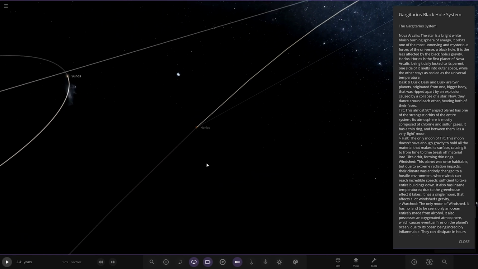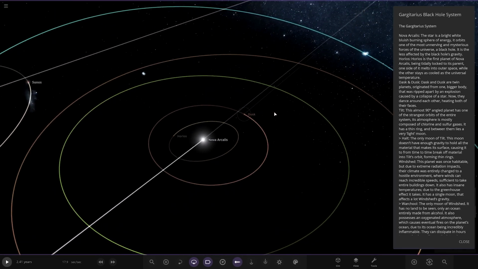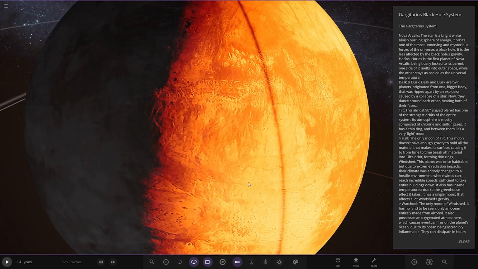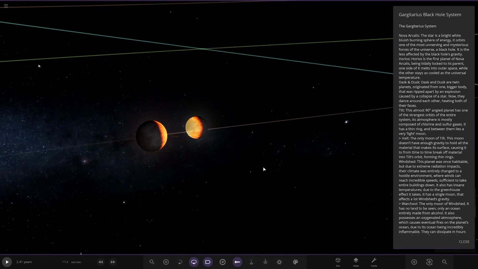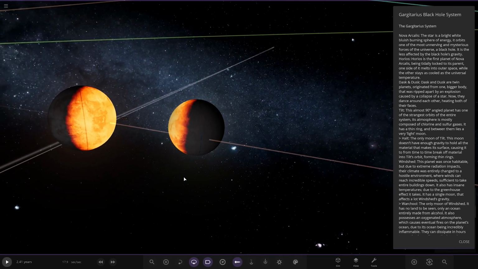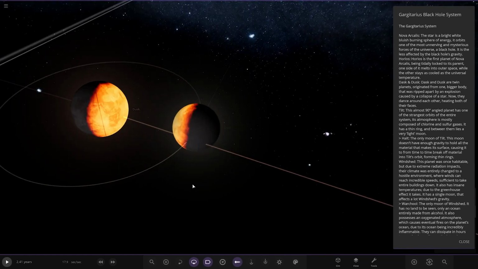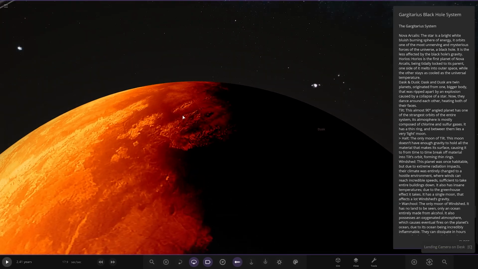Okay. Cool, cool. Next up, we got Dusk. Well, we've got Dusk and Dusk. That's pretty weird how they're looking at each other like that. That's pretty cool. They are twin planets originated from one bigger body that was ripped apart by an explosion caused by a collapse of a star. And now they dance around each other, both heating both of their faces. So we've got some tidal locking action going on here. Pretty wild stuff.